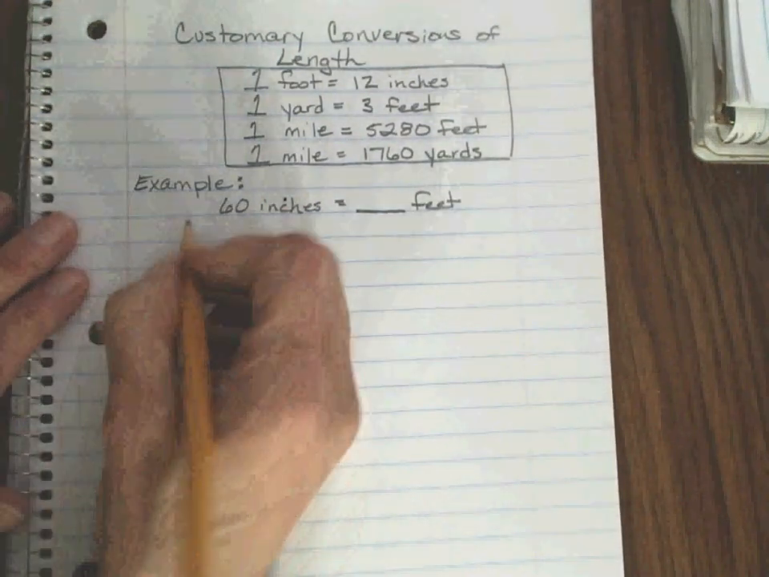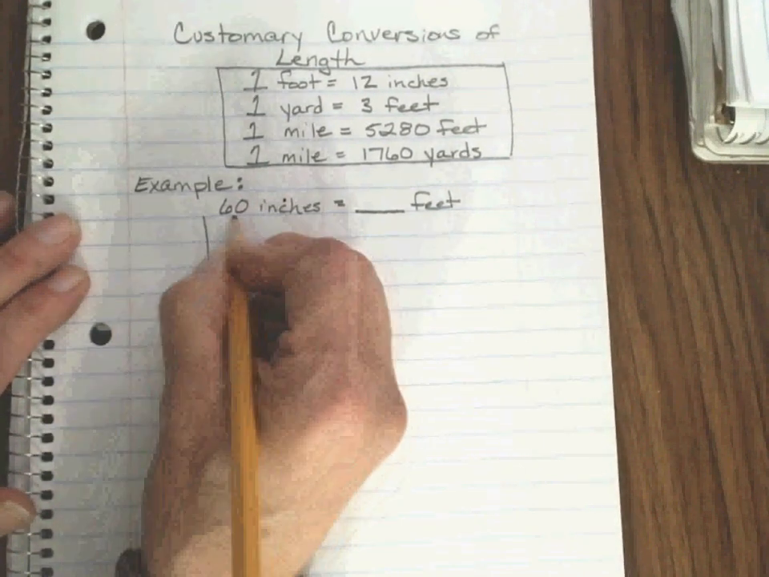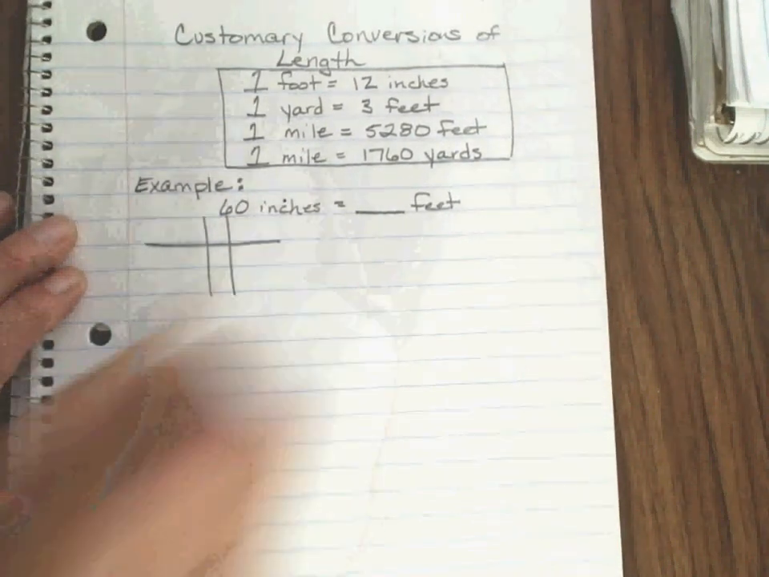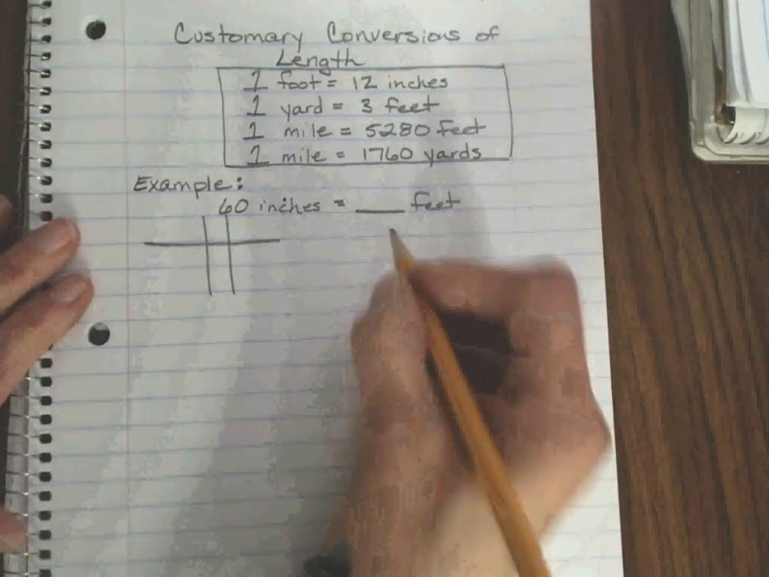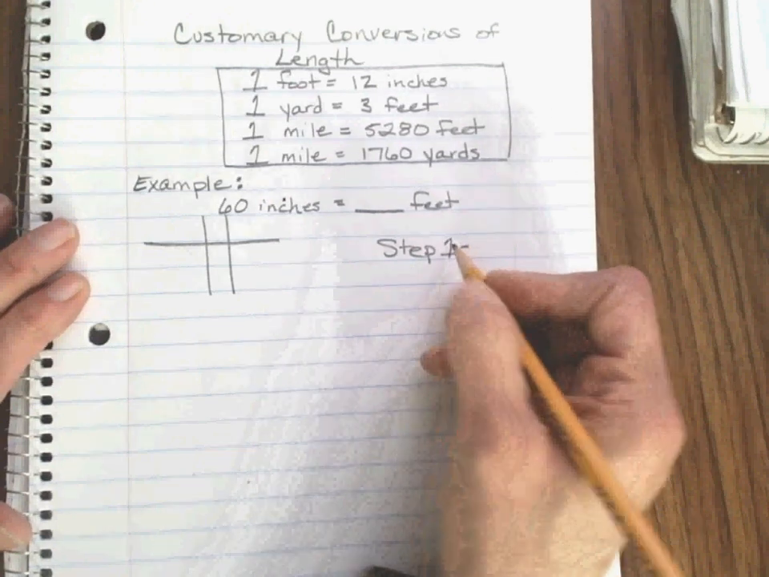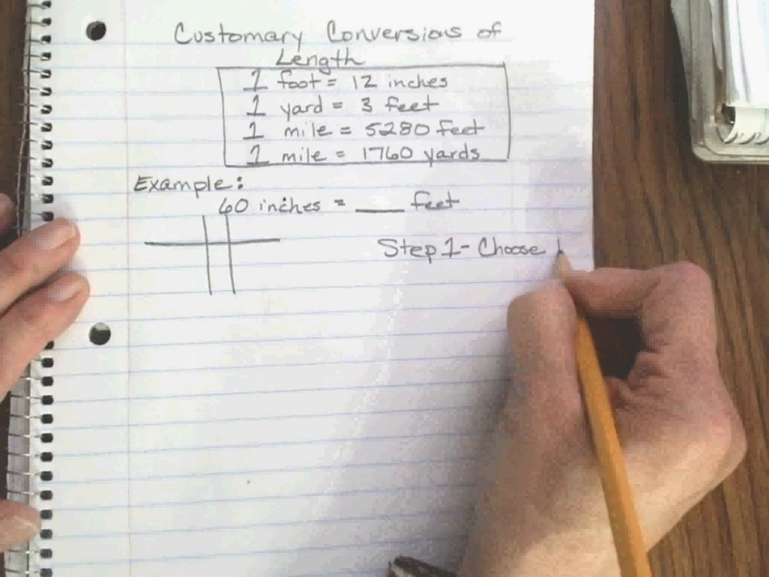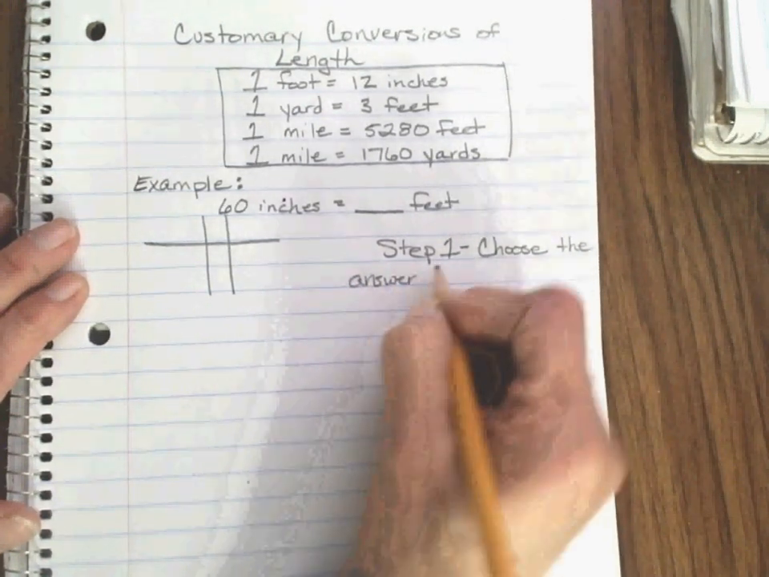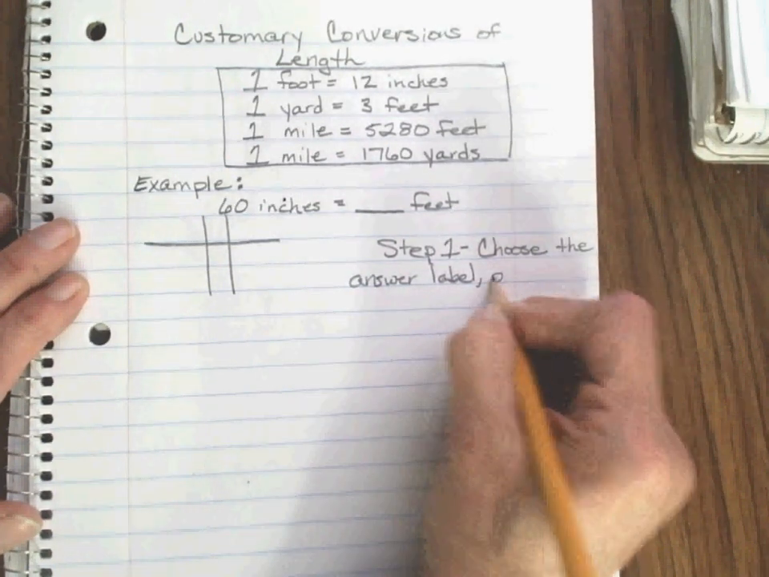First thing I'm going to do is get my T-chart ready. And step 1 is to choose the answer label and then put it on the right of the chart.